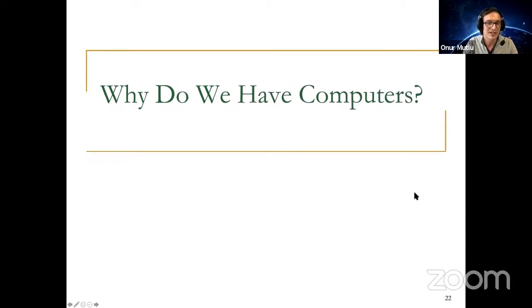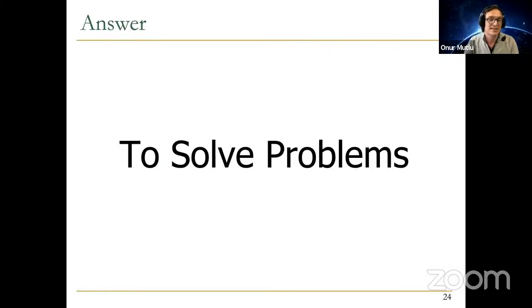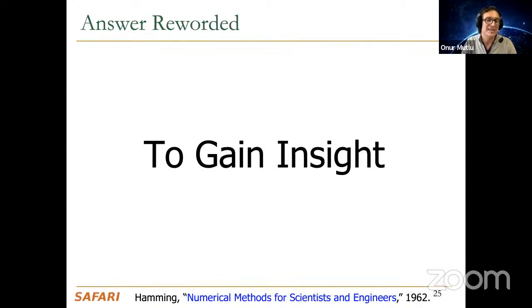So why do we have computers? I will rephrase this as, why do we do computing? And the answer to this is to solve problems in the end. So why do we solve problems? So that we can gain insight into the problems we're having, right?